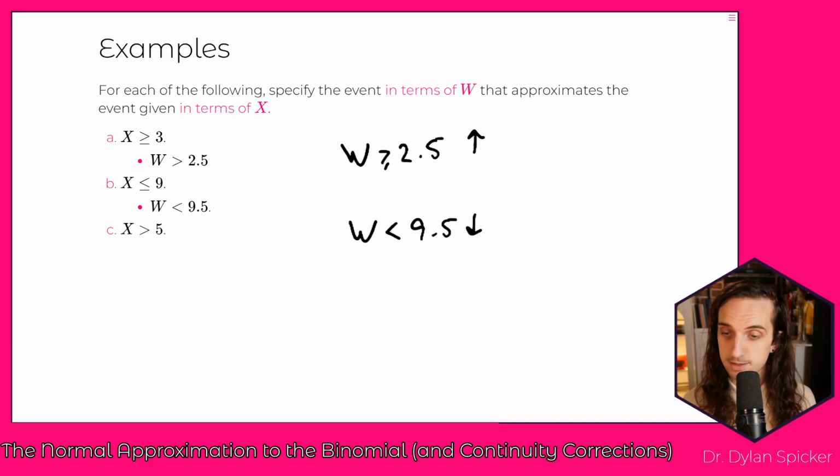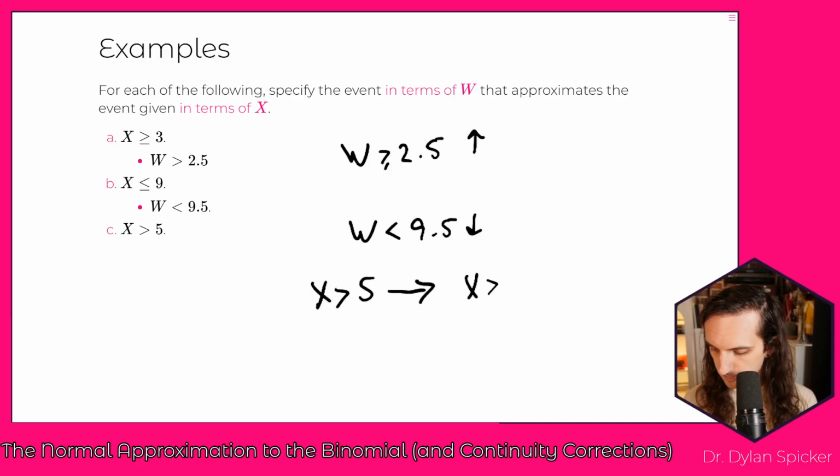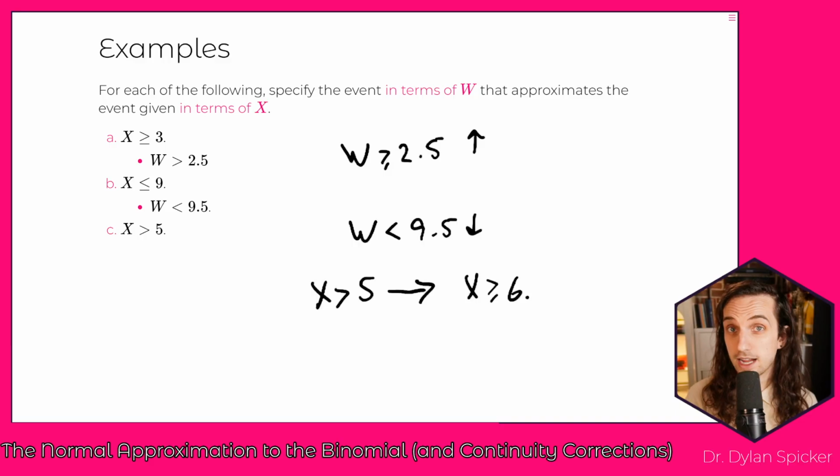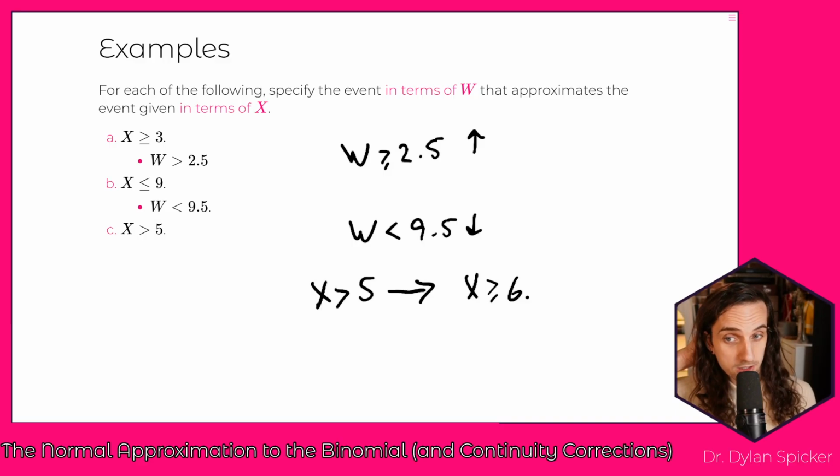The thing to note about x being greater than 5 is how it's different than x being greater than or equal to 3, right? The difference from the event in part A is that we don't include 5 here. So x being greater than 5 is actually the same event as x being greater than or equal to 6, because if x is greater than 5, we know x is discrete, so it can't take on any value between 5 and 6, and so 6 is the smallest value it can take on.